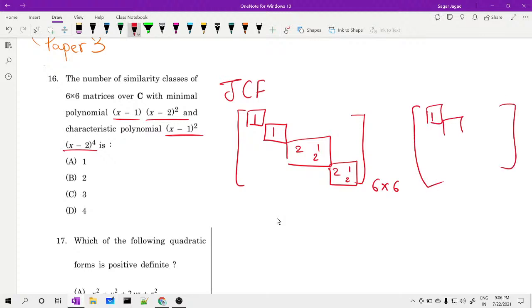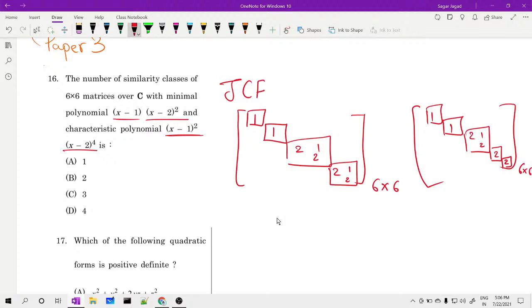This is fixed, right? So for the one I have this. How am I able to write this? By using Jordan canonical form, right? So the other one could be this. Now what we could do in this case is make a permutation of them. Nothing else we can do, right?